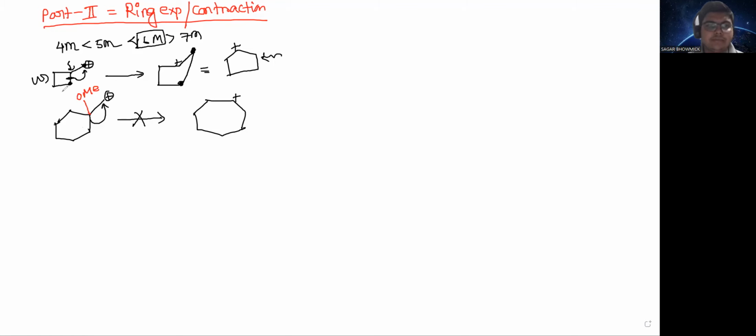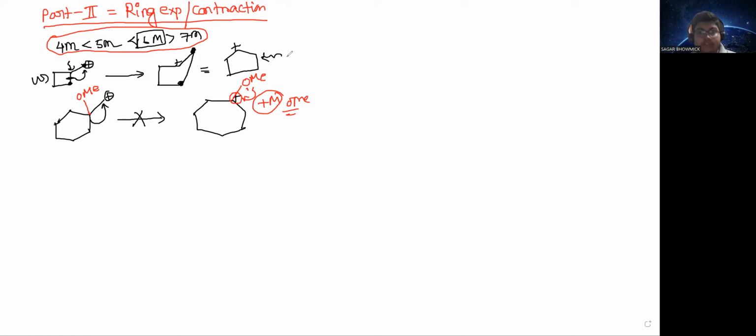In another example, if we add one OMe group here, OMe group means a group which can contribute a plus M effect. So after rearrangement, we will be getting this OMe. After this ring expansion, the carbocation is getting the plus M effect of this OMe group. So in this series, from a less stable ring, a more stable ring will form.